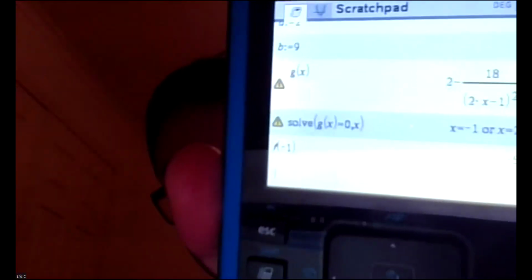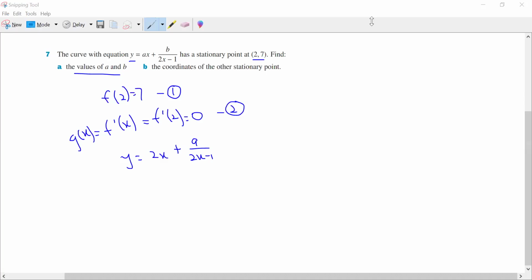Now that we know x equals -1, we just type f of -1 into the calculator to get the y coordinate of that. So the other stationary point is at x equals -1 and y equals -5. Let's quickly put that into our answers here. So for part B, the other coordinate point is (-1, -5).